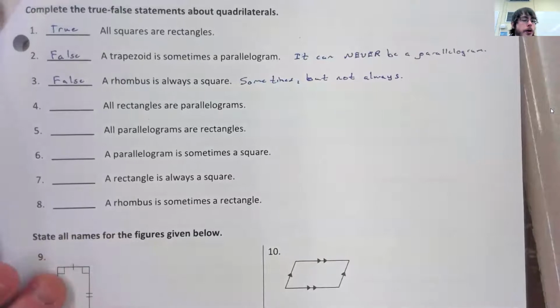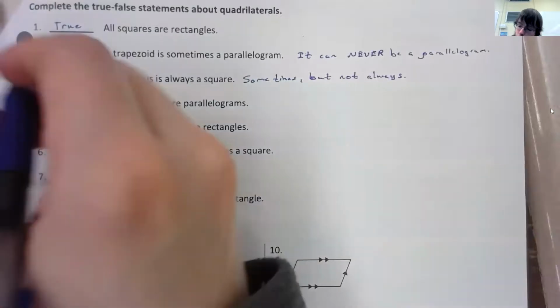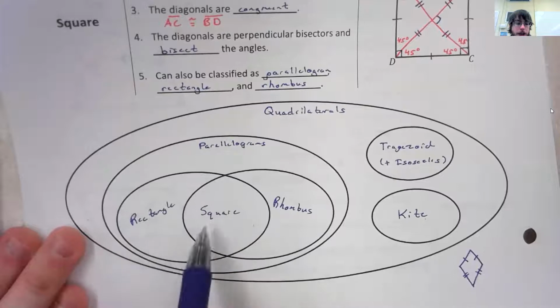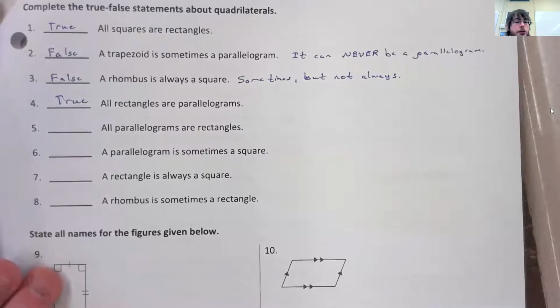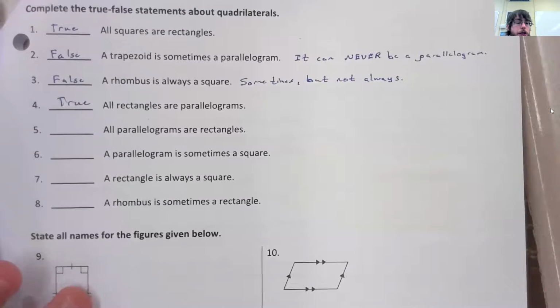All right, number 4, all rectangles are parallelograms. So is that true or false? Are all rectangles parallelograms? This one should be true. And again, you can refer to your Venn diagram. You'll see that the rectangle bubble is completely inside the parallelogram bubble. All right, so try numbers 5 through 8 on your own. Use that Venn diagram if you need to, do the true false statements, and then come back and check your answers.